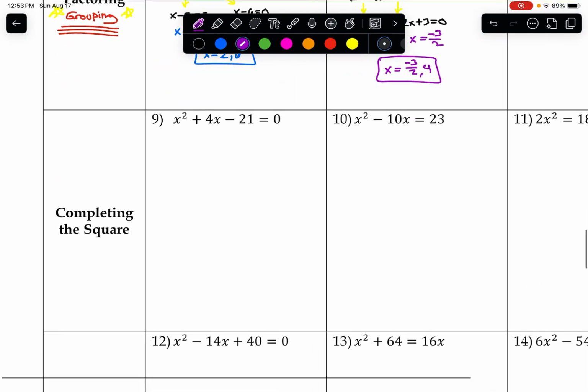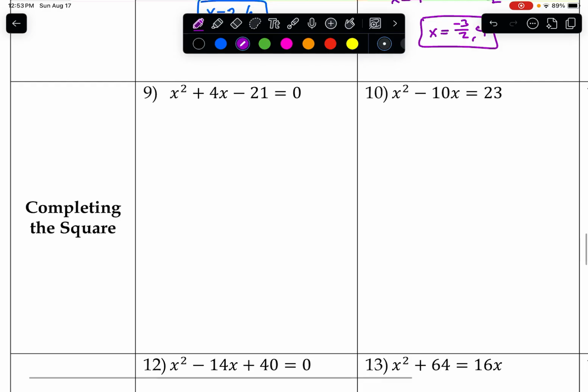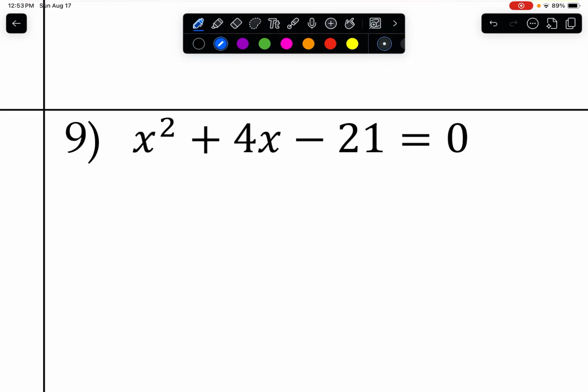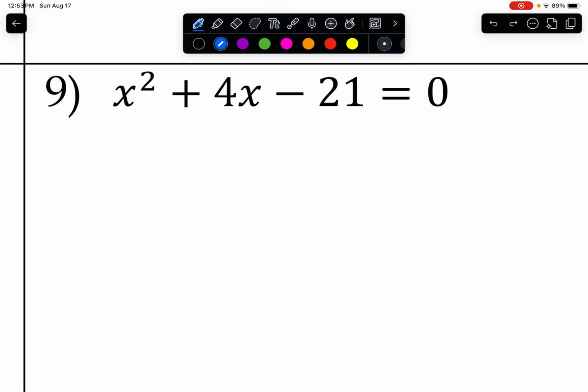All right, now down below, now we're going to do completing the square. So completing the square is just another way of solving. So with completing the square, the first thing that you need to do is make sure that your a value is equal to 1. In this case, it's already equal to 1, so we're good on this front. So the next step is you're going to add your c value to the other side. So I'm going to add 21, add 21.